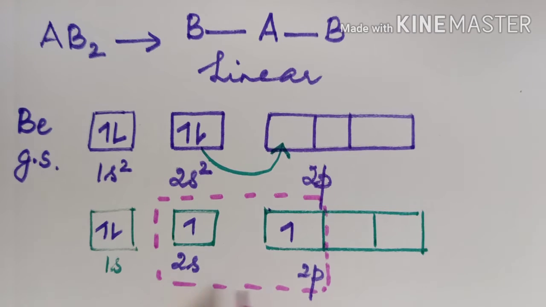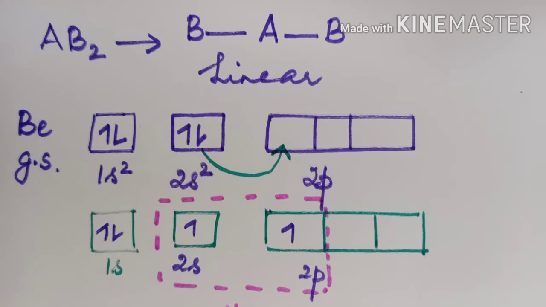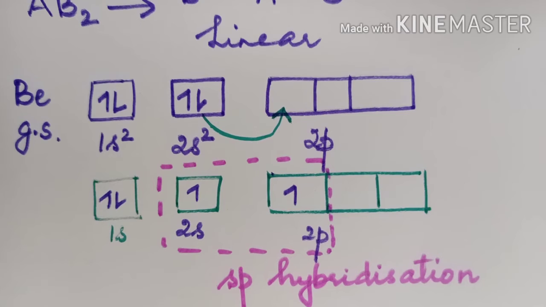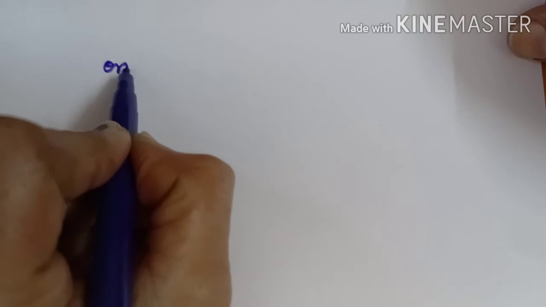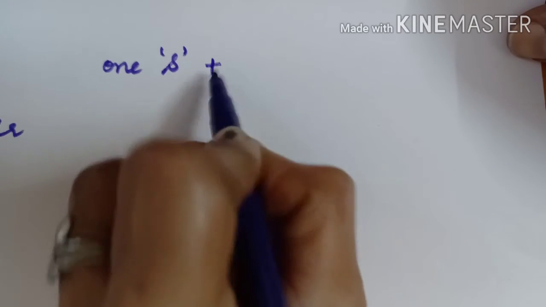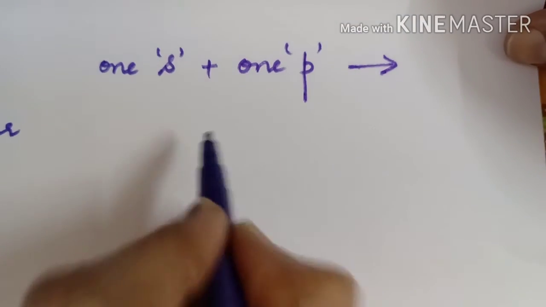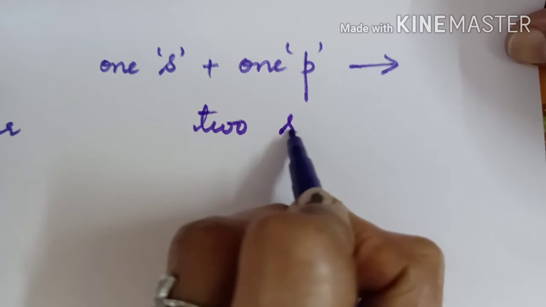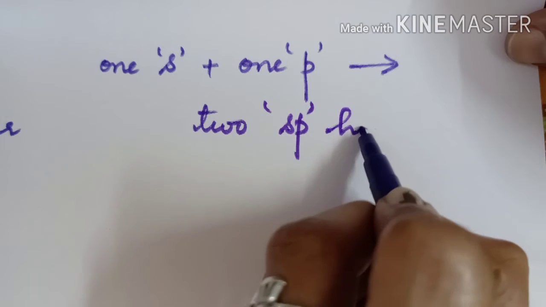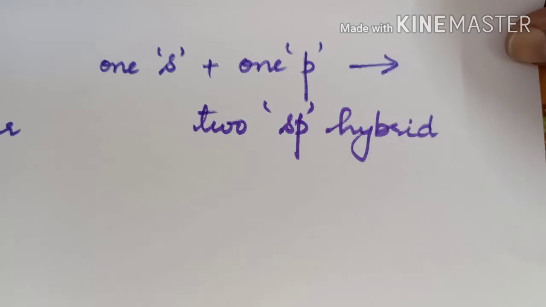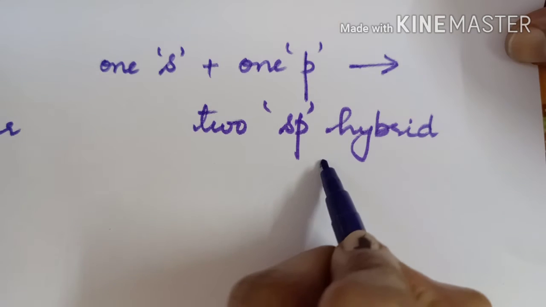and the hybridization occurring here involves one s orbital and one p orbital, leading to two different sp hybrid orbitals. We say that the hybridization occurring here is known as sp hybridization. That is, when one s orbital mixes with one p orbital, it leads to the formation of two different sp hybrid orbitals, and the resultant hybridization is known as sp hybridization.